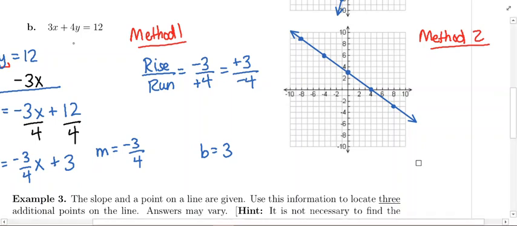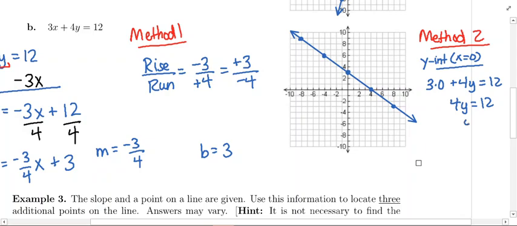So go back to the original equation, the ax plus by equals c. We're going to find the y-intercept by setting x equal to 0. So if we do that, looking at the original equation, we're going to get 3 times 0 plus 4 times y is equal to 12. That tells us 3 times 0 is 0, so that's going to leave us with 4y is equal to 12. Divide both sides by 4, you're going to get y equals 3. So 0, 3 would be a point on your line, and it's right there. Here's the y-intercept.